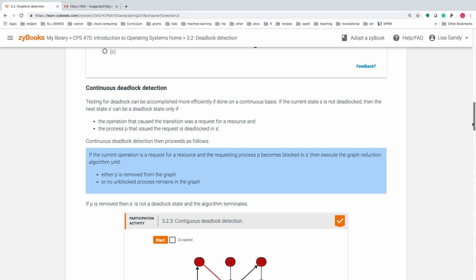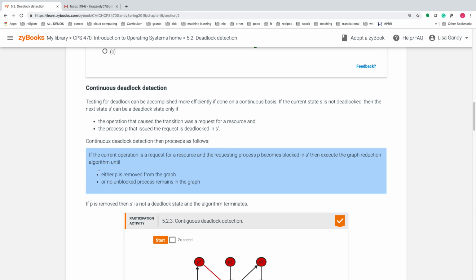So testing for deadlock can be accomplished more efficiently if done continuously. If the current state is not deadlocked, then the next state can be deadlocked if the operation that caused the transition was a request for a resource and the process P that issued the request is deadlocked in the next state. So basically, if the operation that causes the transition from one state to the other is a request for a resource, there can be a deadlock.